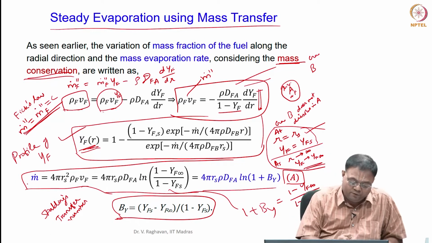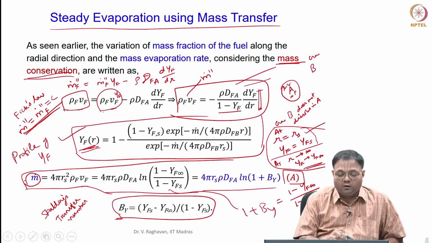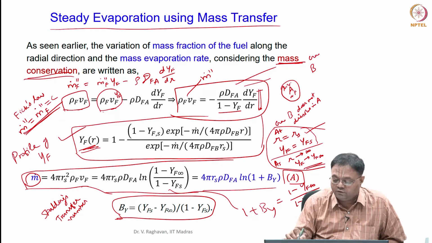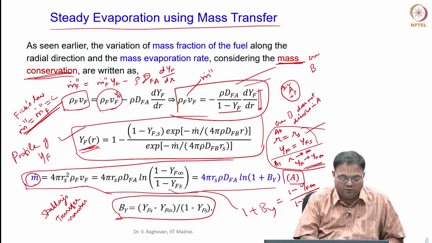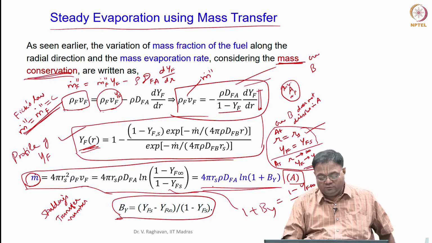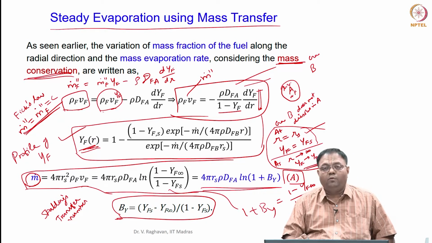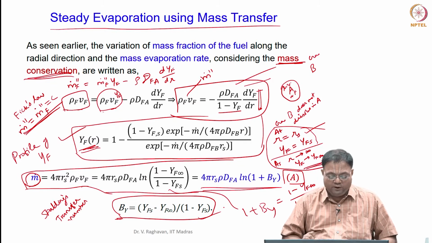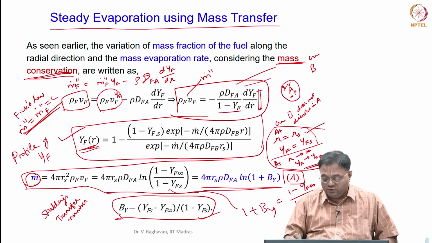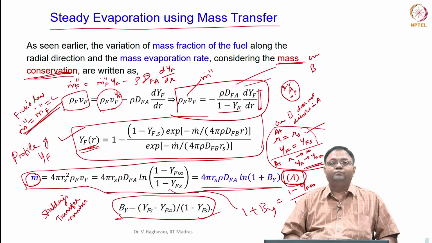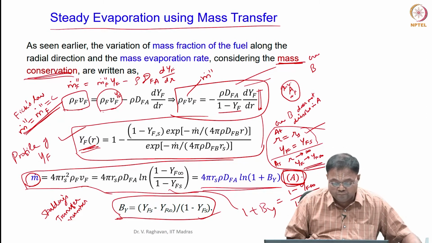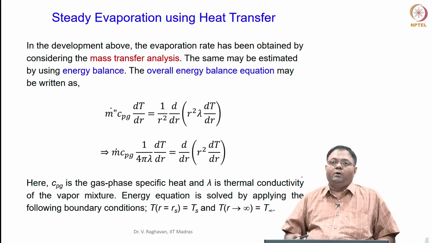So, the mass evaporation rate, obtained by analyzing the steady evaporation problem using only mass conservation, is given as m dot equals 4 pi r_s rho D_FA into natural logarithm of 1 plus B, where B is the Spalding transfer number given as (Y_Fs minus Y_F infinity) divided by (1 minus Y_Fs). This is equation A, which comes from the mass transfer analysis, which you have already seen in the mass transfer basics. Now, let us try to do the problem using heat transfer.